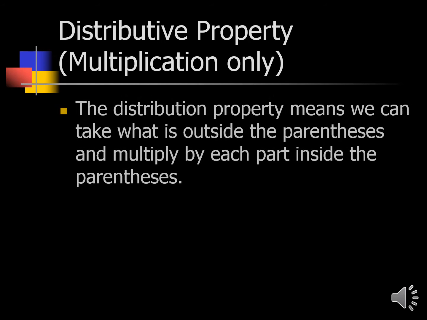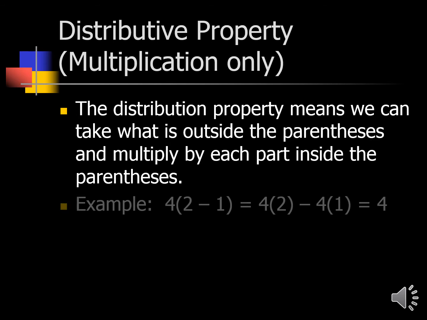The distributive property is multiplication over any of the operations. We take what is outside the parentheses and multiply it by each part inside the parentheses. The phrase each part is the most critical portion of that property rule. For an example, we have 4 times the quantity 2 minus 1 is equal to 4 times 2 minus 4 times 1.